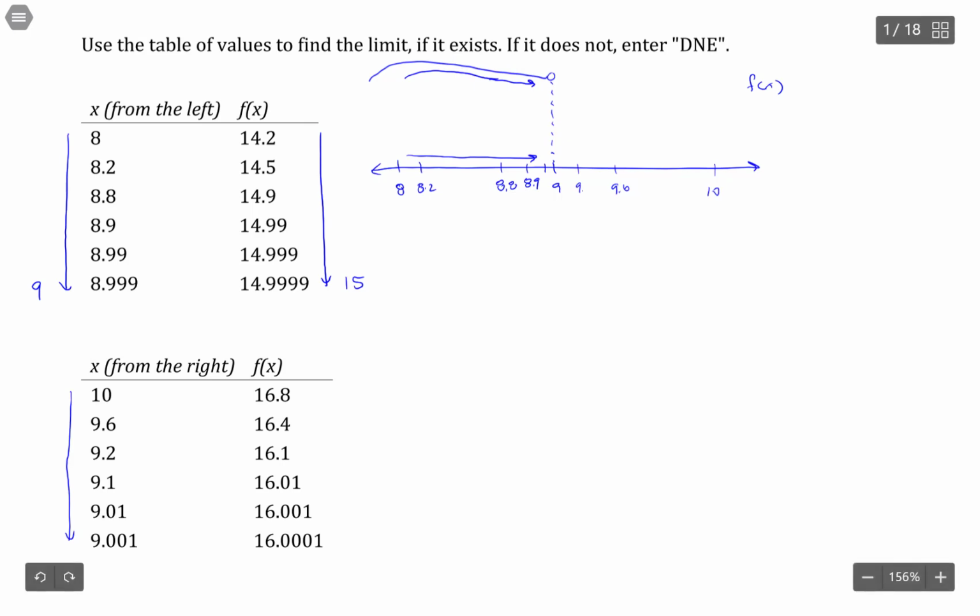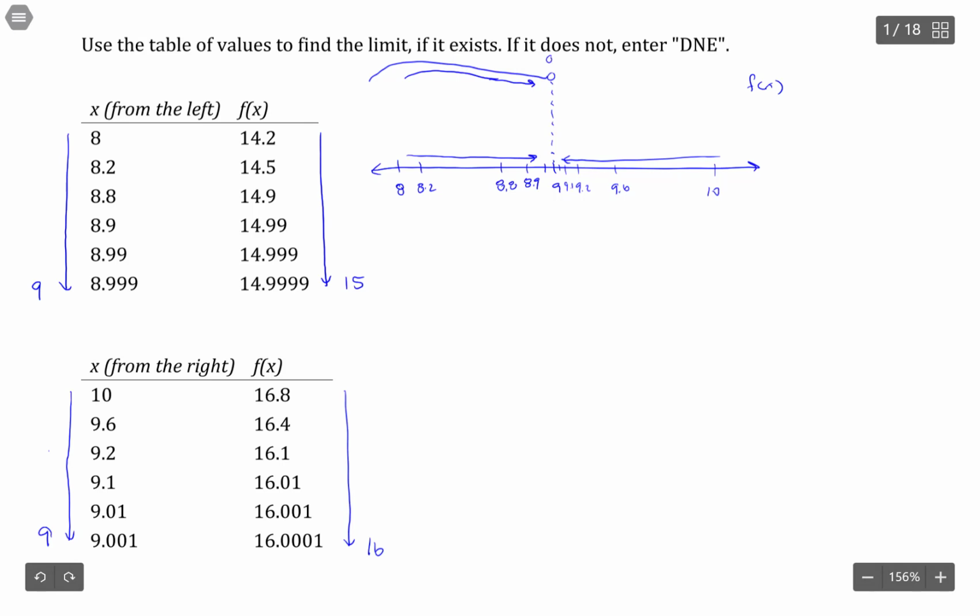And then 9.2, 9.1, and then 9.01, and so forth. So we're getting closer and closer to the value 9. So we're approaching 9 again. But the question is, what's happening on the y? So the y values, we start at 16.8 and we're decreasing down to 16.